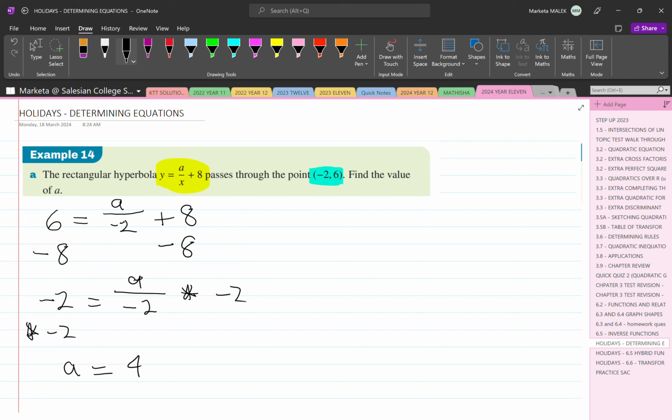So a good idea is to then write the equation again. In this case, they're only asking us to find the value of a, and we've done that. But often they'll ask us to state the equation. So if we do both, we cover all bases. So y equals 4 over x plus 8. So it's pretty straightforward, just subbing in a point.